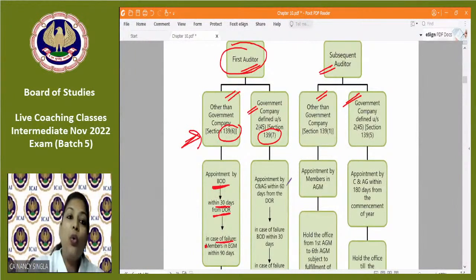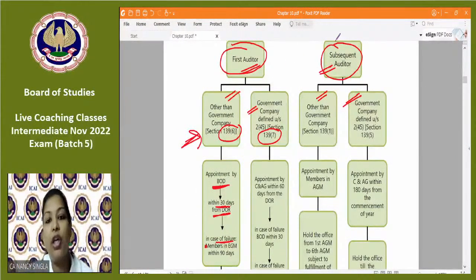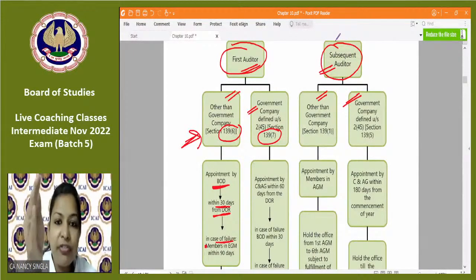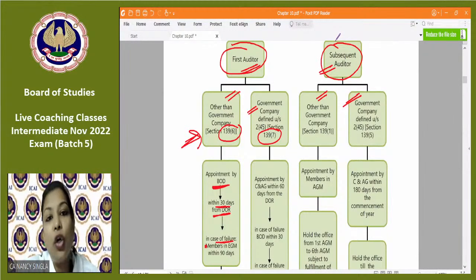ठीक है. Now, with respect to subsequent auditor क्या होता है? First auditor क्या होता है? First year of registration incorporation of the company में जो भी ऑडिटर अपॉइंट होता है फॉर द फर्स्ट ईयर, सो दैट इज फर्स्ट ऑडिटर. ऑडिटर आफ्टर फर्स्ट ऑडिटर इज कॉल्ड व्हाट? सब्सिक्वेंट ऑडिटर. सो सब्सिक्वेंट ऑडिटर को कौन अपॉइंट करता है? अगेन वी विल डिस्कस इट एज फॉर गवर्नमेंट कंपनी एंड फॉर अदर देन गवर्नमेंट कंपनी.